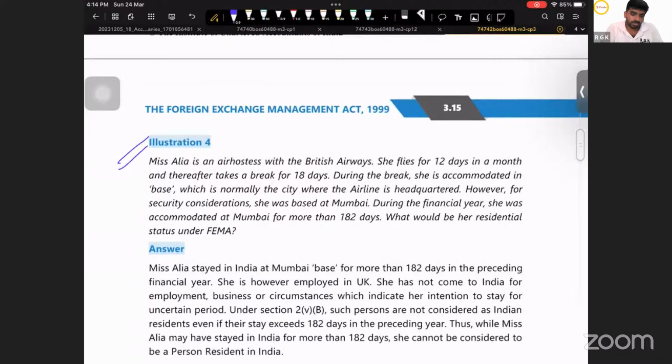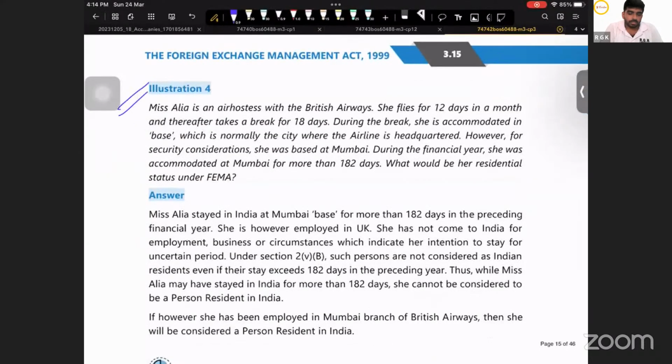One more important observation to be made. Miss Alia is an air hostess with British Airways. She flies for 12 days in a month and thereafter takes a break for 18 days. During the break, she is accommodated in the base, which is normally the city where the airline is headquartered. However, for security considerations, she was based at Mumbai. During the financial year, she was accommodated at Mumbai for more than 182 days.